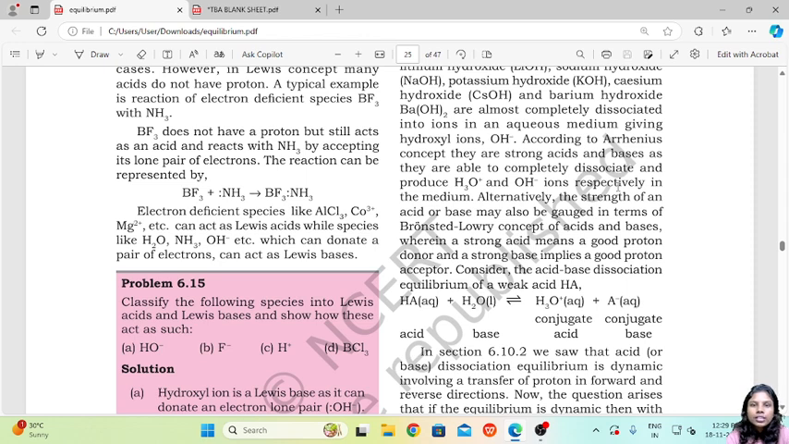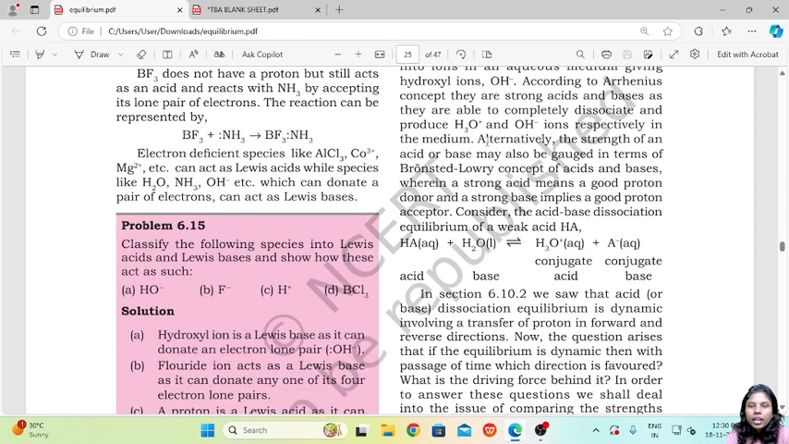So the Arrhenius concept is very useful. Why? Because here we can easily differentiate between strong acids and strong bases. If one is able to give away its proton by completely dissociating, that is, if it's giving an H plus proton, then we can say it is a strong acid, and if one of them is giving OH minus ions itself, then we can call them strong bases.